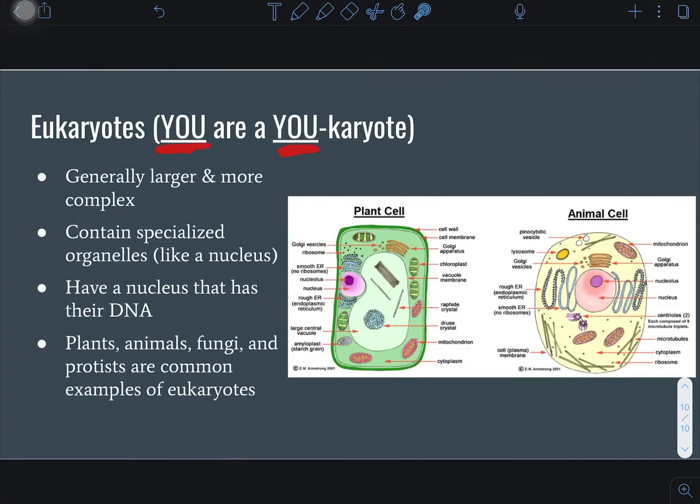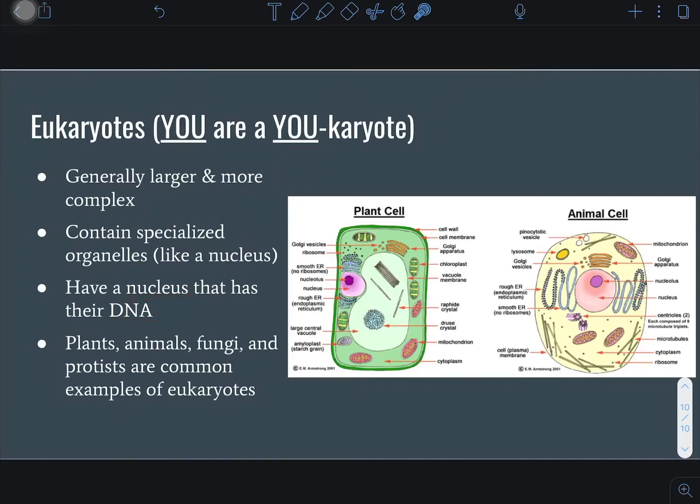You are a eukaryote. Remember, this is pronounced Y-O-U. You are a eukaryote, which means you have a nucleus. Now, the true definition is they contain specialized membrane-bound organelles, but the classic thing that we talk about is they have a nucleus. They're generally bigger, they're more complex, they have more stuff, they have genetic information. DNA is just housed in the nucleus.